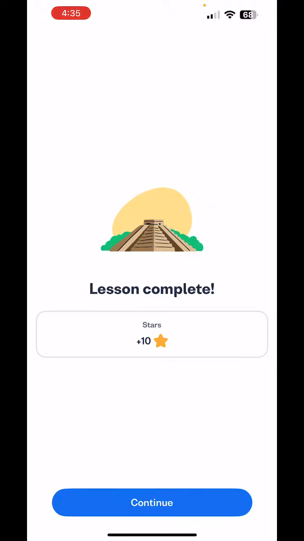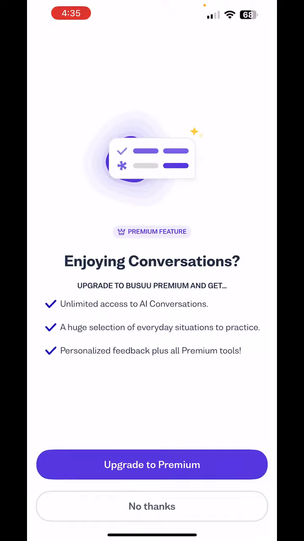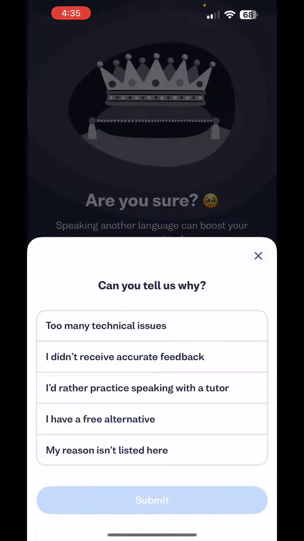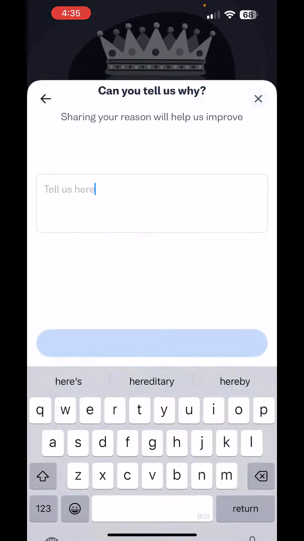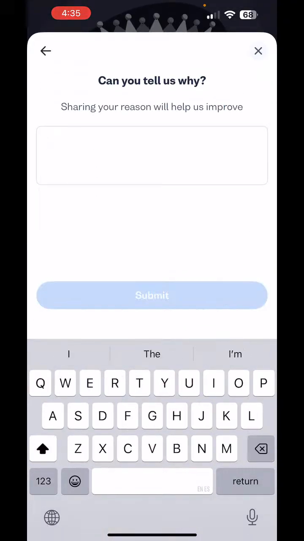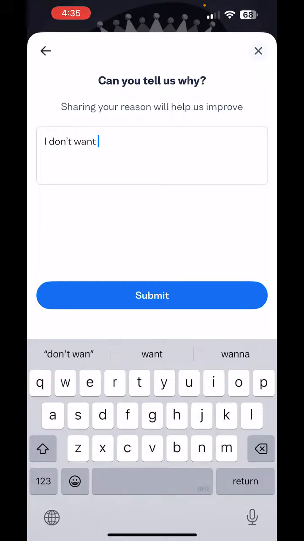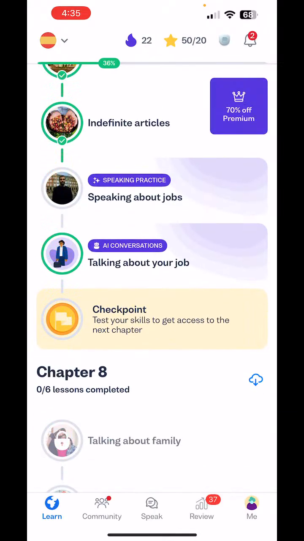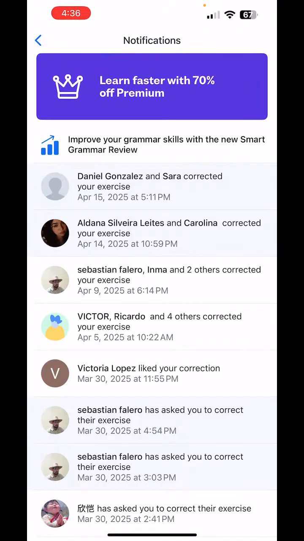So, does that count as a lesson complete? I hope so. They really want me to upgrade, but I'm just not interested. I just don't feel like paying. They want me to tell them why I don't want to do a premium. I don't want to spend my money. That's basically the reason. So I think we did all of our lessons.